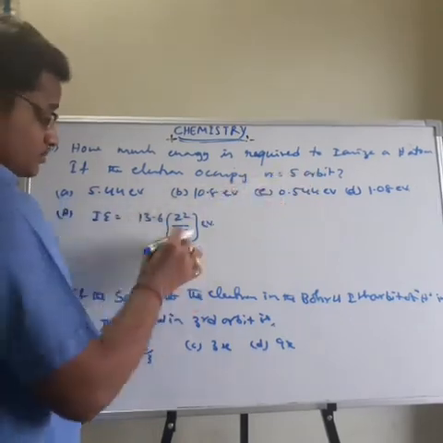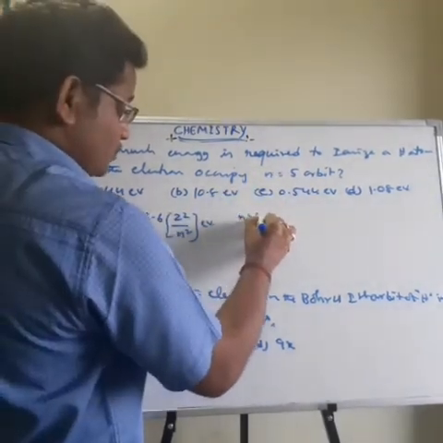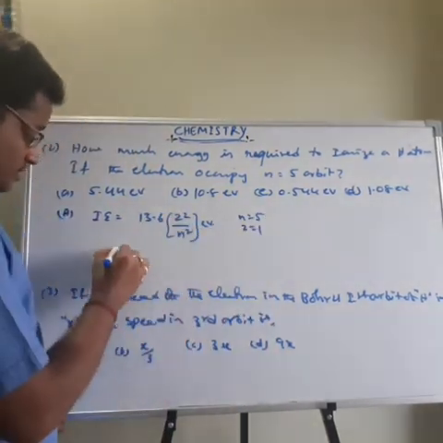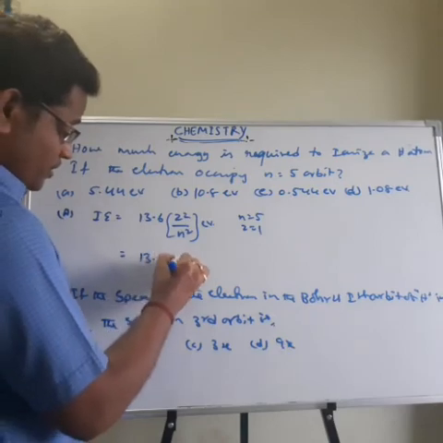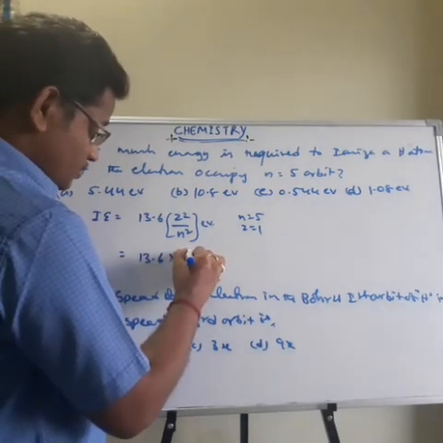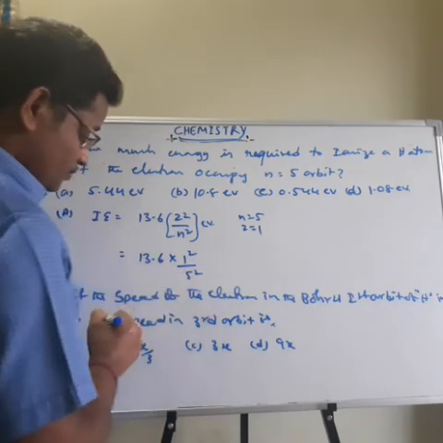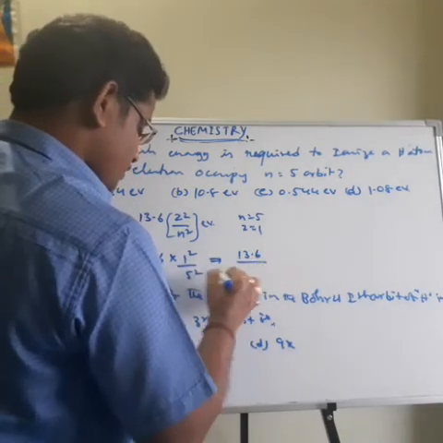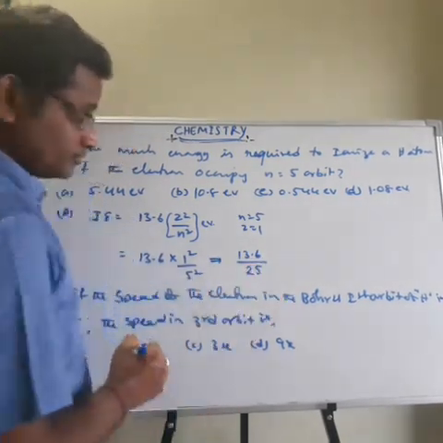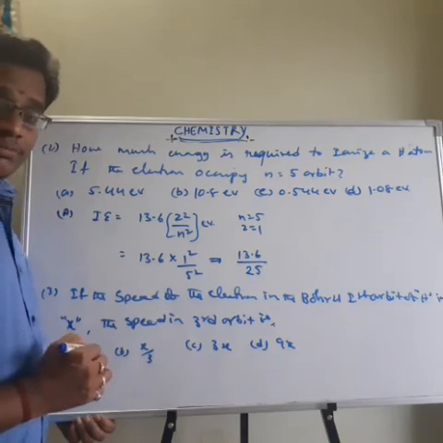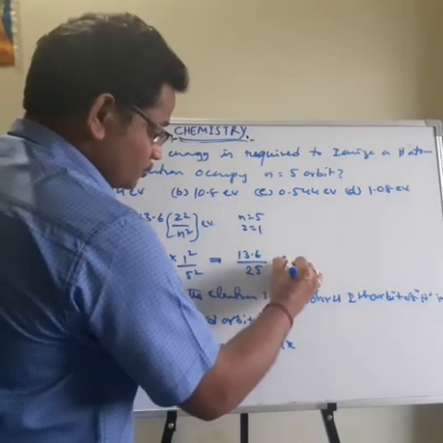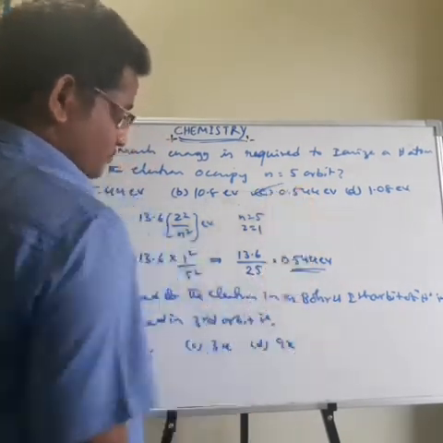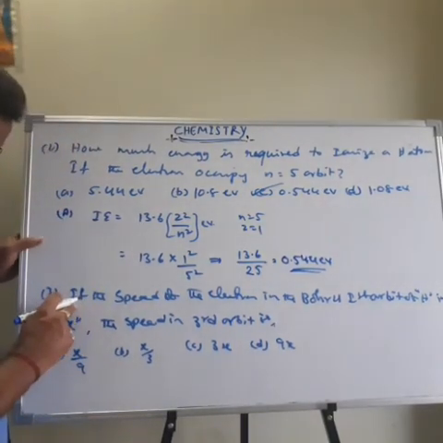Then substitute the values in this equation. Here n is 5, the 5th orbit, and for the hydrogen atom Z is 1. So ionization energy is 13.6 into 1 square divided by 5 square. 13.6 divided by 25 gives 0.544 electron volt. So this is the answer, option C.